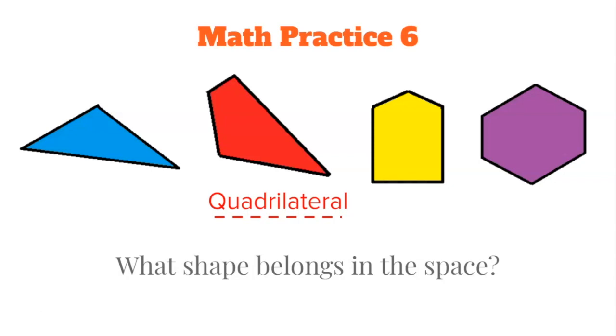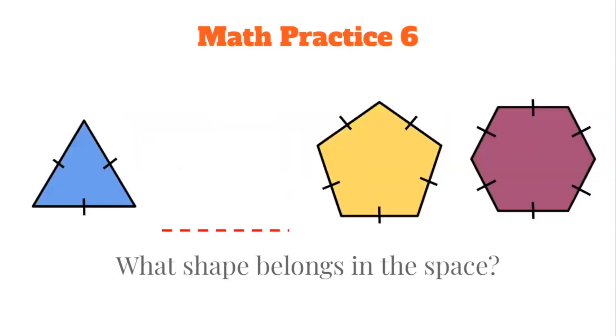So I'm missing a 4-sided figure. What is the name of a 4-sided figure? Are squares also quadrilaterals? Yes, but that's not the shape that's missing. All right, I tricked you the first time. Now you guys will be just fine. What shape belongs in the space now?